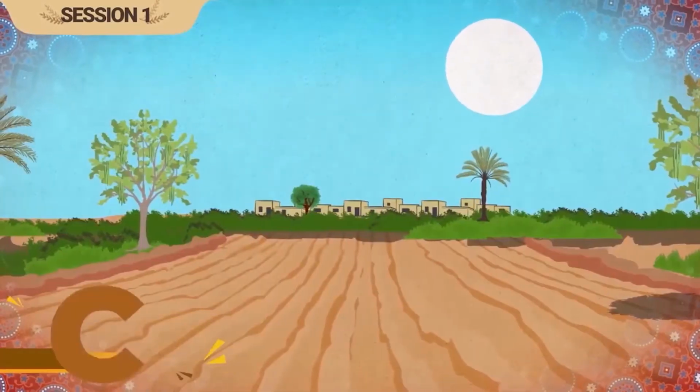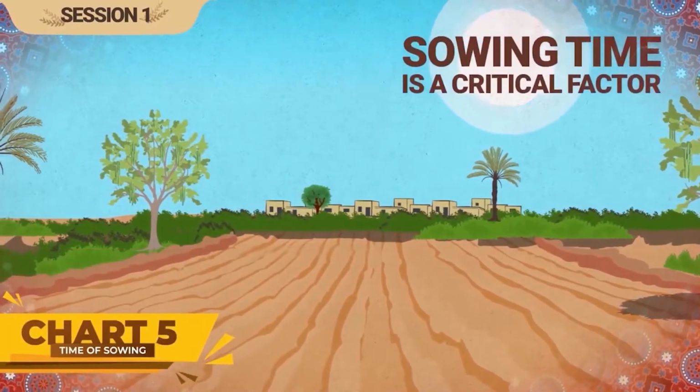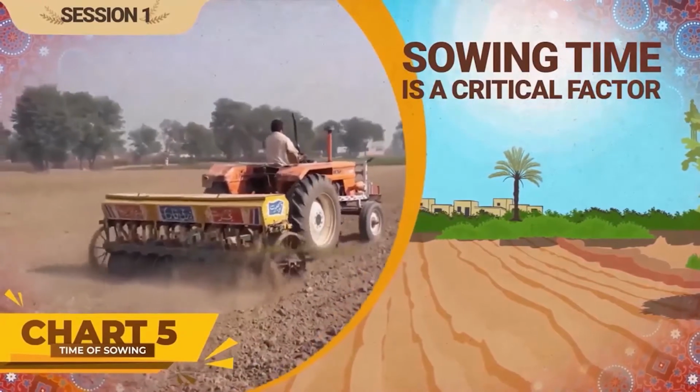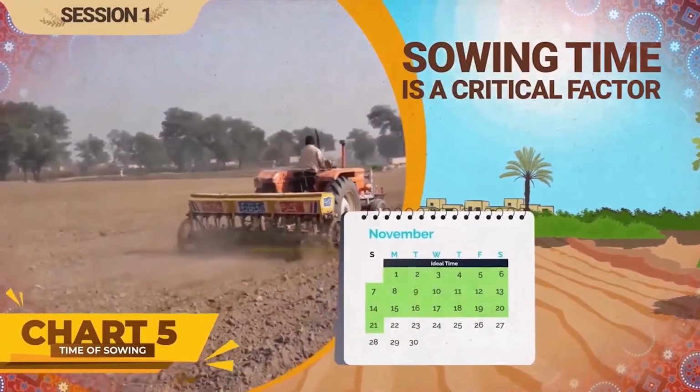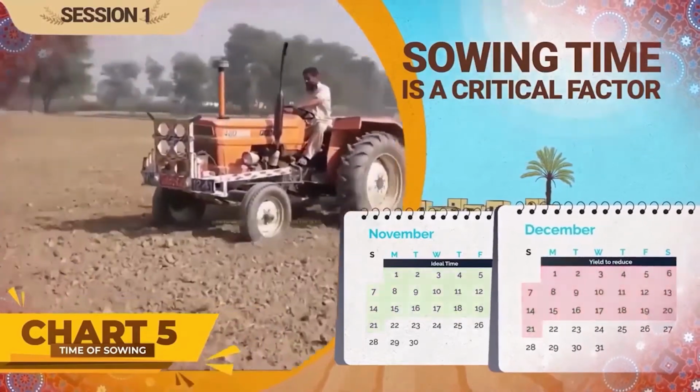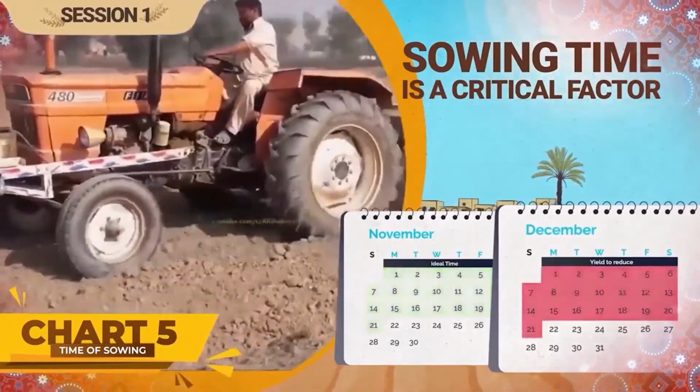Time of sowing. Sowing time is a critical factor. Planting the crop on time results in a higher yield. The 1st to 3rd week of November is the ideal time for sowing wheat. Planting afterwards up to mid-December can cause the yield to reduce drastically.